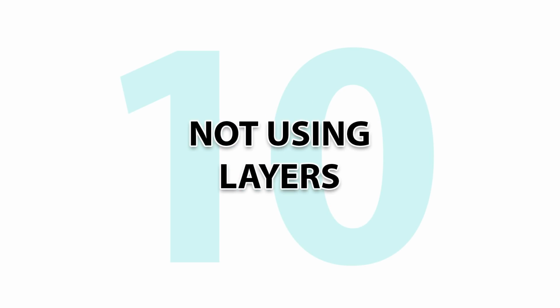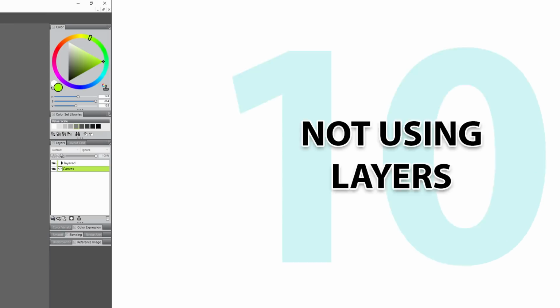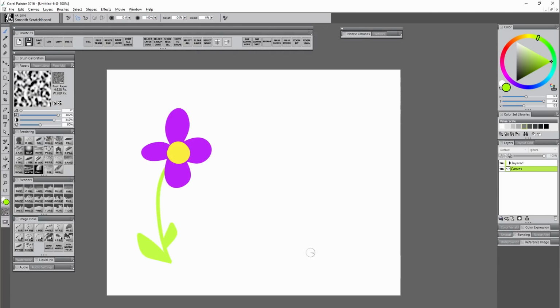And finally, mistake number 10 on our list is not using layers. Believe it or not, a lot of digital artists don't use layers. And that's easy to understand because if you're used to working with traditional media, you have to start from the background and work your way forward because you can't move layers around. So if I was painting, I'd have to put in my leaves and stem first. Then I'd have to put in my petals, like so. And then I'd have to put in my center on top of that.